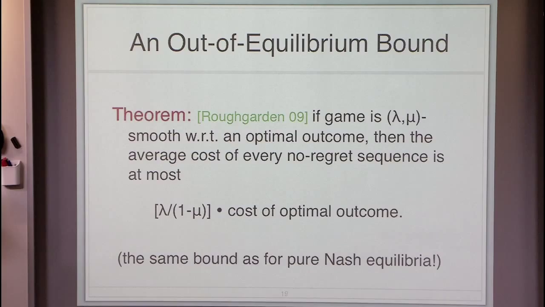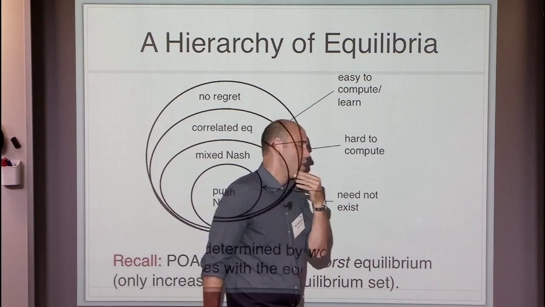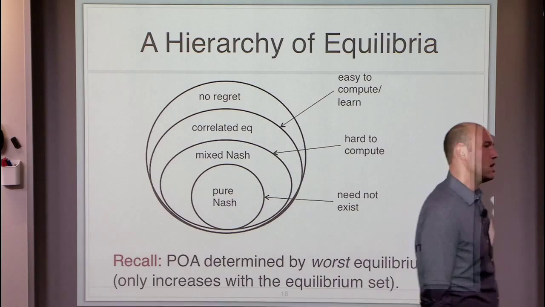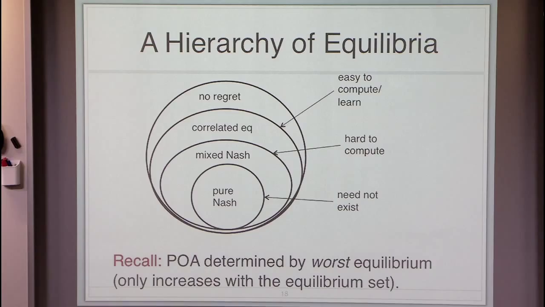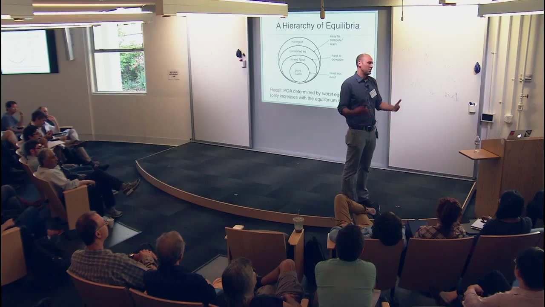The worst cases? Yeah. No, so the way it tends to work, I don't have a general theorem about this, but for all the cases I've thought through carefully, there's a single worst-case game which is bad for all of the equilibrium concepts simultaneously. Basically because the worst equilibrium is a pure equilibrium, and therefore it's all of the other three as well.